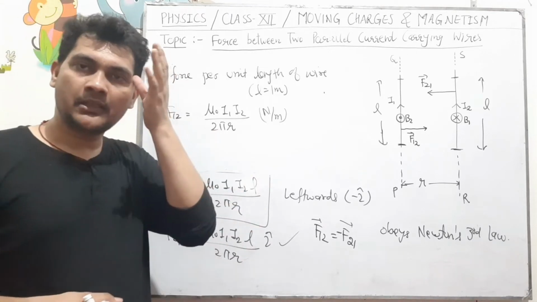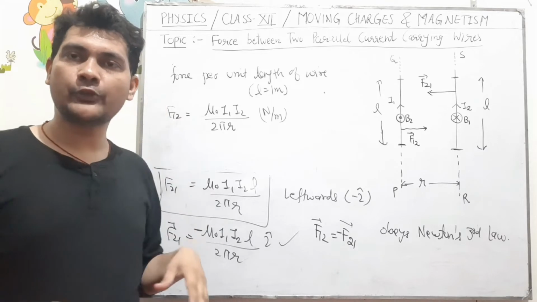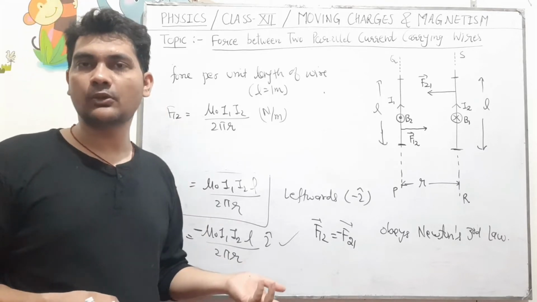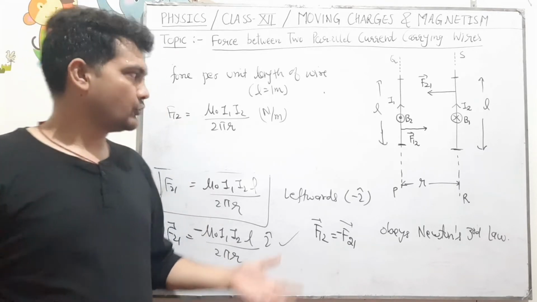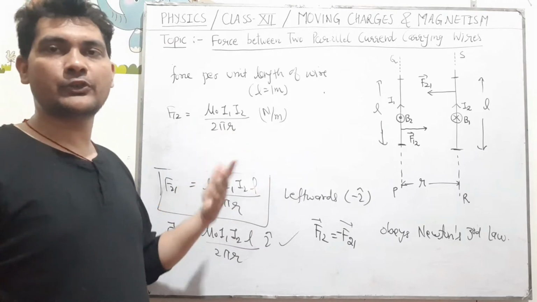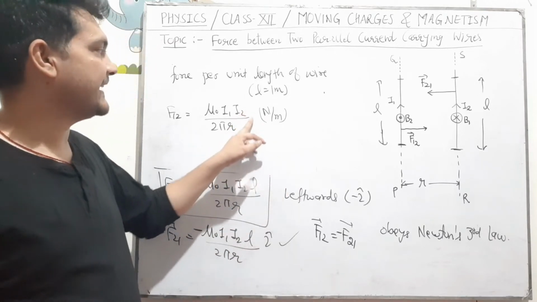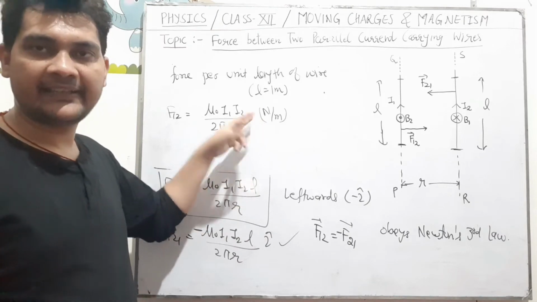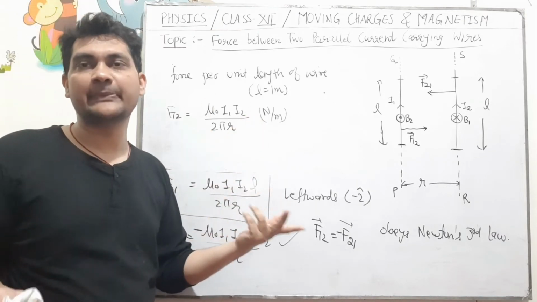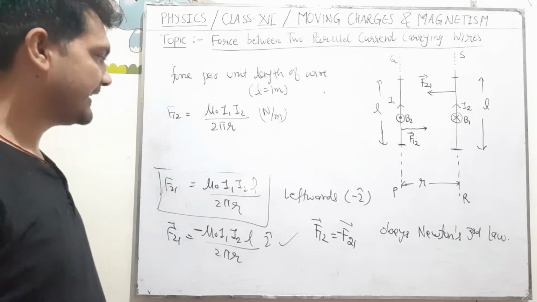Then while solving numericals, if you want to find out the force on a 5 meter length, you know the force per unit length, so you simply multiply this by the length 5 meter, and then you will get the total force on 5 meter length. It is going to be very easy.